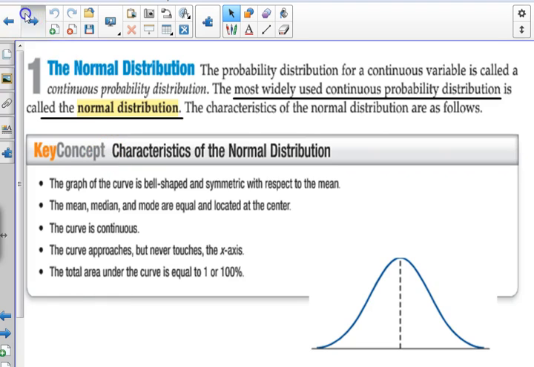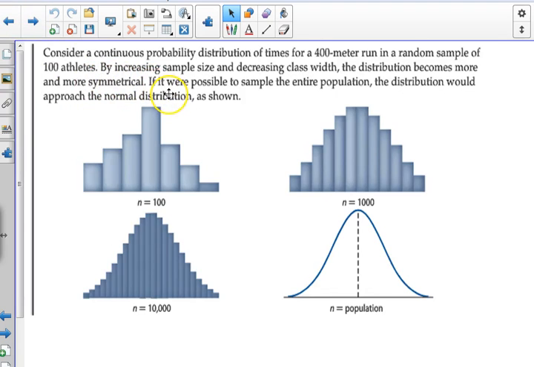This is an example. The distribution times of a 400-meter run in a random sample of 100 athletes. By increasing sample size and decreasing the width in each little piece, they cut the little histogram down into smaller and smaller chunks and made it approximate the normal curve. Okay?